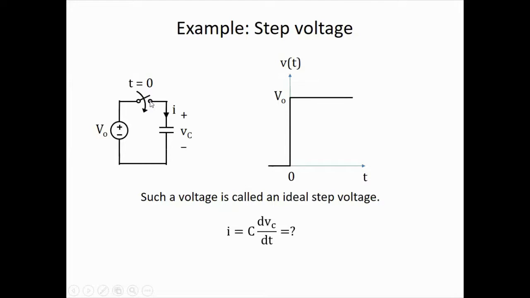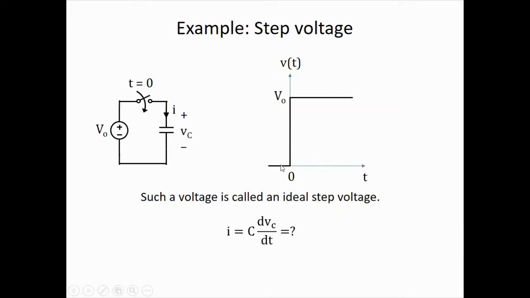So if the switch is closed at t equal to 0, then of course this is just a wire, and so the capacitor voltage becomes equal to this DC voltage source. The DC voltage source has a value V0. So the capacitor voltage at t equal to 0 becomes V0. Alright, so this is a plot of the capacitor voltage as a function of time. It was 0 for t less than 0. It has become V0 for t greater than 0. The question is, what is the current flowing in this circuit?